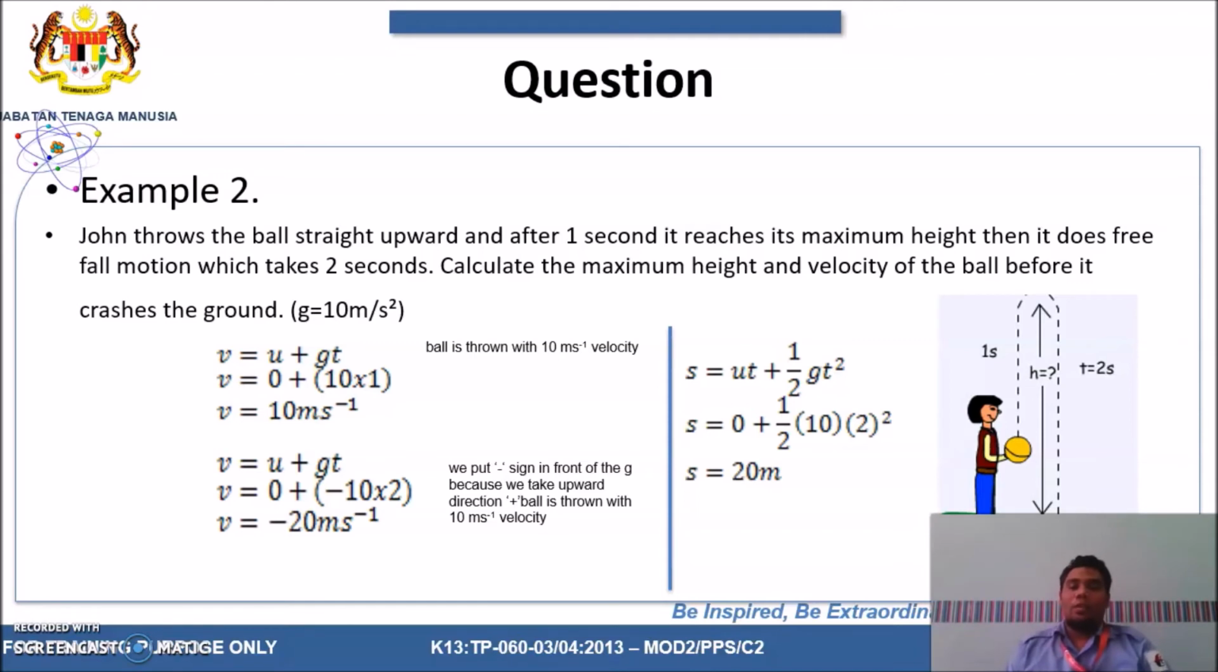Okay, and then kita calculate untuk velocity of the ball before it reach the ground. So kosong tambah negative 10 darab 2. So dapat negative 20 meter per second. Kenapa dapat negatif? Sebab kita anggap direction dia berbeza. Ke atas tu positif, ke bawah tu negatif. Dapat negatif 20 ms negatif 1.